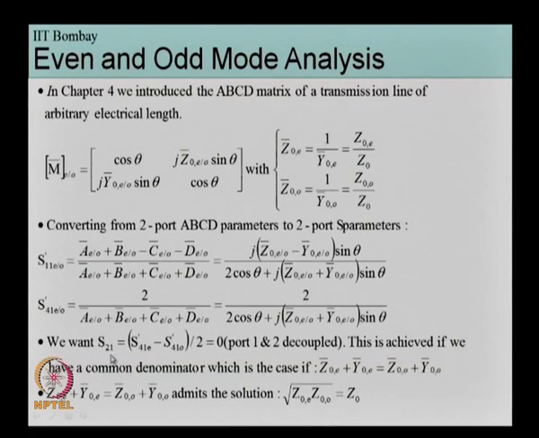Now, we want S21 equal to 0. To achieve that, if S41E minus S41O should be equal to 0, then the denominators for the even and odd mode of S41 should be the same. That is the case if this condition is satisfied. Looking at this equation, we can find that out. If the denominators have to be equal, then Z0O plus Y0O should be equal to Z0E plus Y0E. On solving this equation, we get this value. So, the relationship between Z0E and Z0O is given by this, where Z0 is the matching impedance, or the impedance to which the coupler is connected at all the ports.